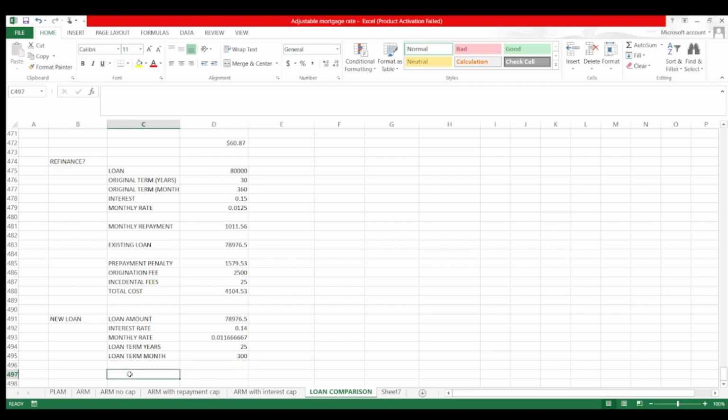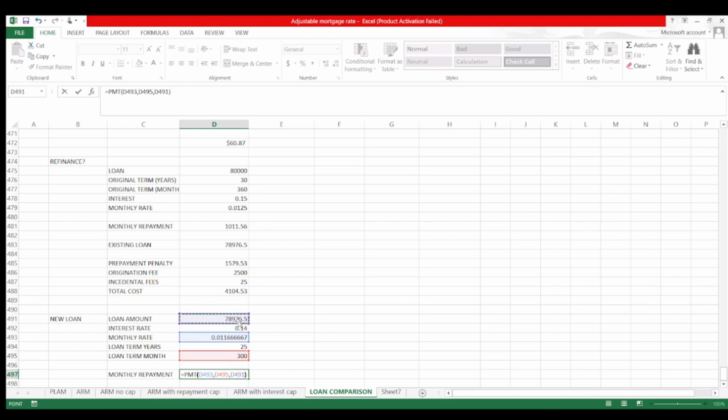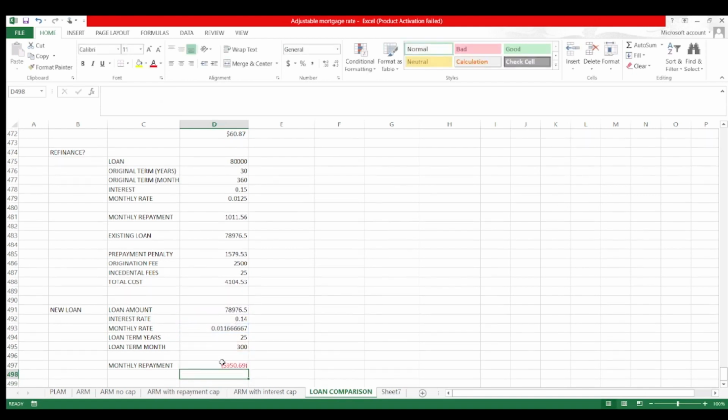So with this, we can calculate the monthly repayment, which will be equal to PMT brackets, get the monthly rate, the number of periods, which is 300, and the loan amount. So now, in this case, our monthly payments will be 950.96.